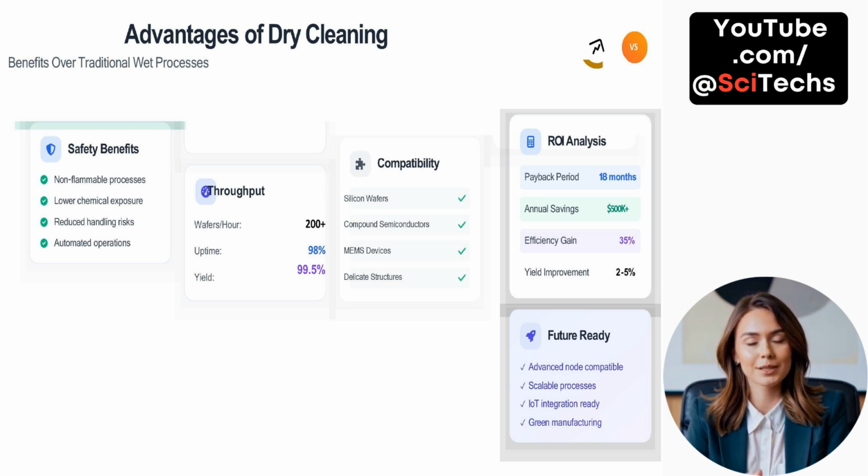From an investment perspective, dry cleaning systems offer a strong return on investment. The typical payback period is only 18 months, with potential annual savings exceeding $500,000. Efficiency improves by 35%, and yield can increase by 2 to 5%. Importantly, dry cleaning is future-ready. It supports advanced technology nodes, scales easily, integrates with IoT systems, and aligns with green manufacturing goals.